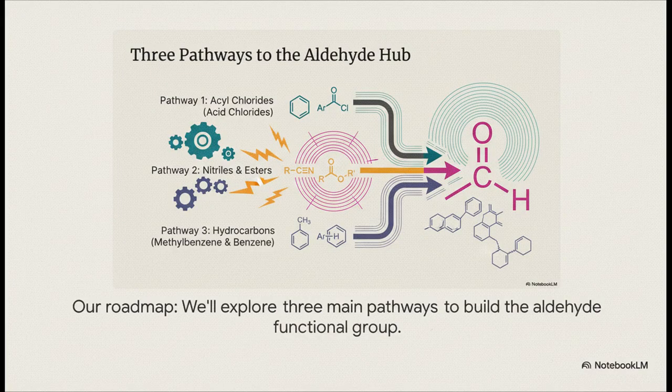So here's the game plan. Think of this as our master map for today's journey. Right in the center, that's our goal, the aldehyde functional group. And we're going to look at three major highways to get there. First, we'll start with acyl chlorides. Then we'll tackle nitriles and esters. And finally, we'll see how to do it starting with hydrocarbons.